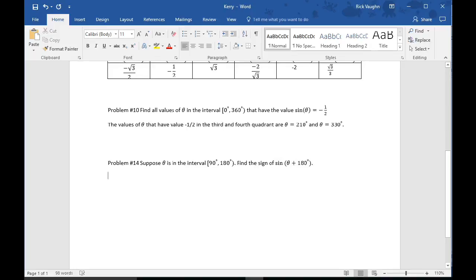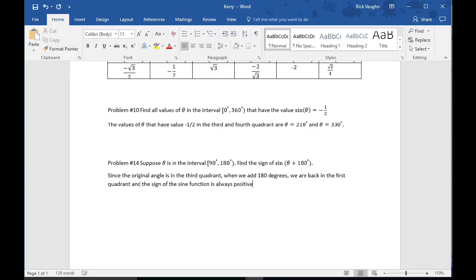So since the original angle is in the second quadrant, when we add 180 degrees, we are in the third quadrant, and the sine function is always negative there. There you go, and I didn't even have to use the equation editor. All right, I hope this video has been helpful to you. I'll talk to you next time.